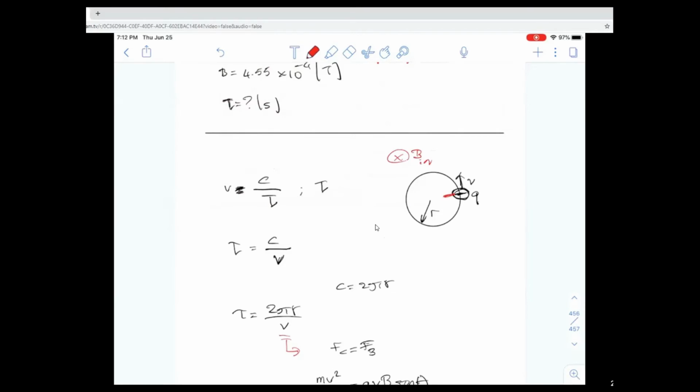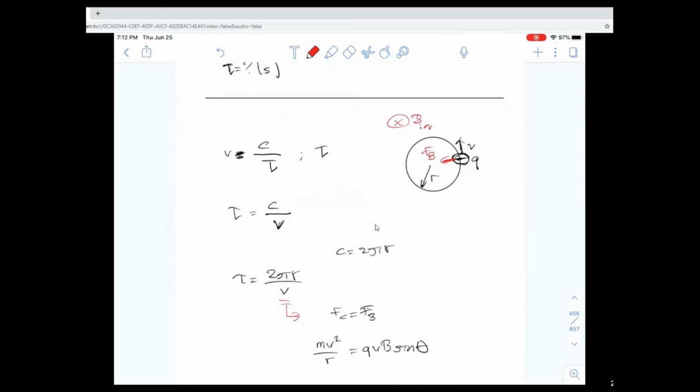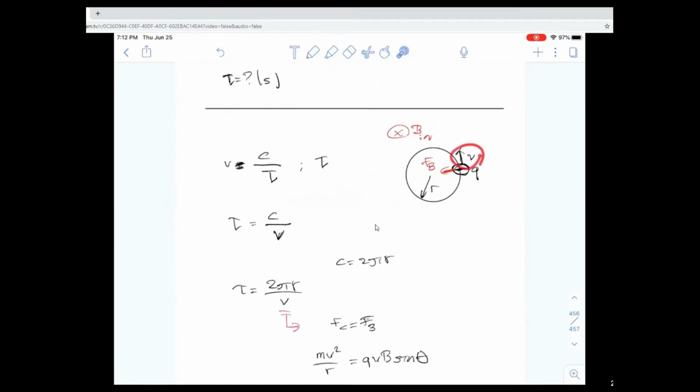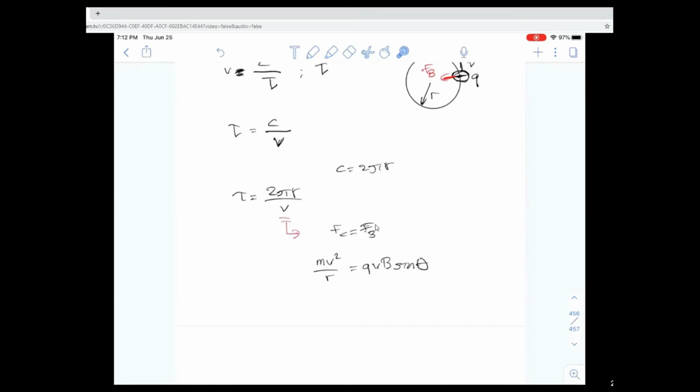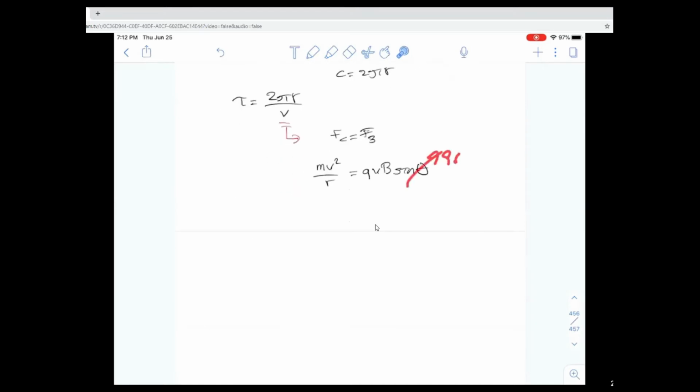And identify the force. All right, that's it. So the force is directed towards the center. Okay, so the velocity vector is moving in this direction. The magnetic field is going into the page. So what's the angle between them? It's going to be 90 degrees. Sine of 90 degrees is going to be 1.